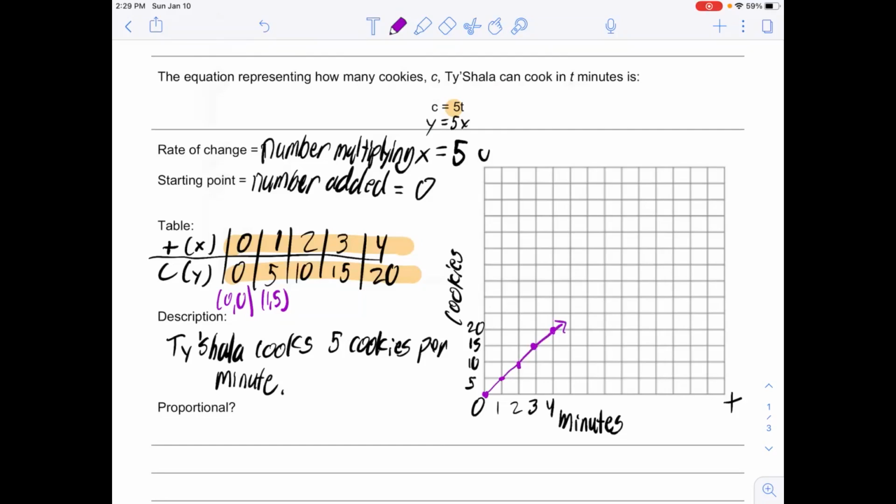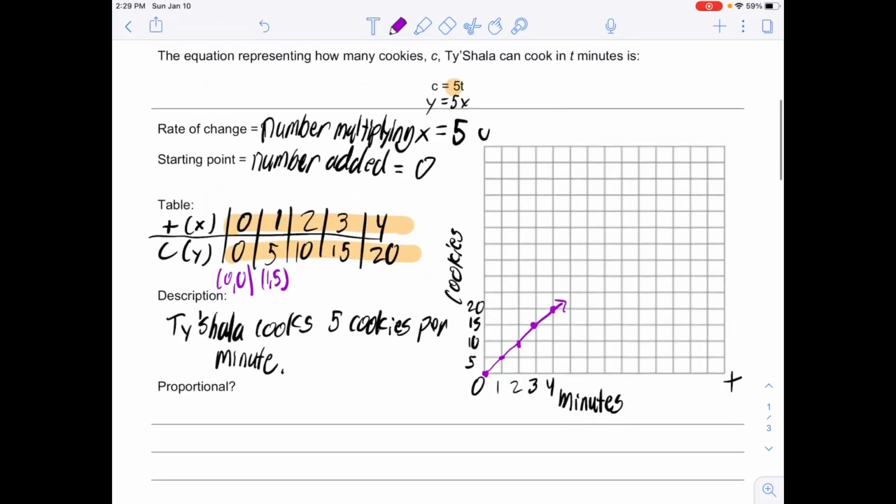And there's my graph. So the last thing I need to know is whether or not this is proportional. Looking at the graph, I know a proportional graph has a constant rate and it goes through (0, 0). So that's really clear. This has a constant rate and it goes through (0, 0) on the graph. However, I also can tell by the equation, y equals 5x. Remember, the equation for proportional has to look like y equals a number times x.